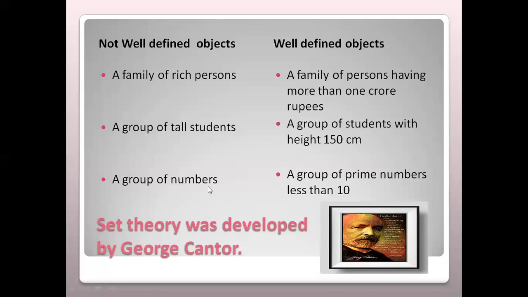Now, third example, a group of numbers. Many numbers are there. What type of numbers are you going to write? Is it natural numbers or whole numbers, or any particular number that is less than so and so number or more than so and so number? Nothing is mentioned. That's why it is not well defined. Now, the same thing, how can we write it in a well defined manner? A group of prime numbers less than 10. That means you can easily make out the prime numbers which are less than 10.